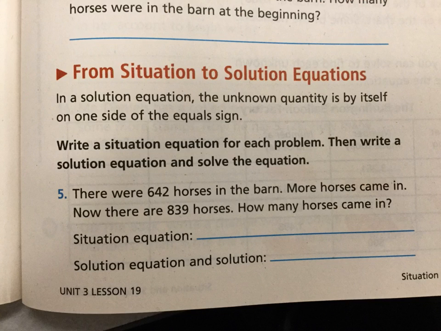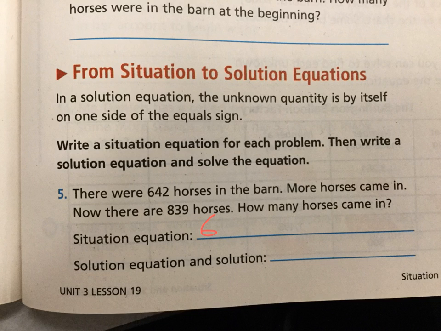And now we're looking at creating the situation equation like we just did, and then writing the solution equation with the solution. So in a solution equation, the unknown quantity is by itself on one side of the equal sign. So we reset it to where we have the variable by itself. Number 5 says there were 642 horses in the barn. More horses came in. Now there's 839.